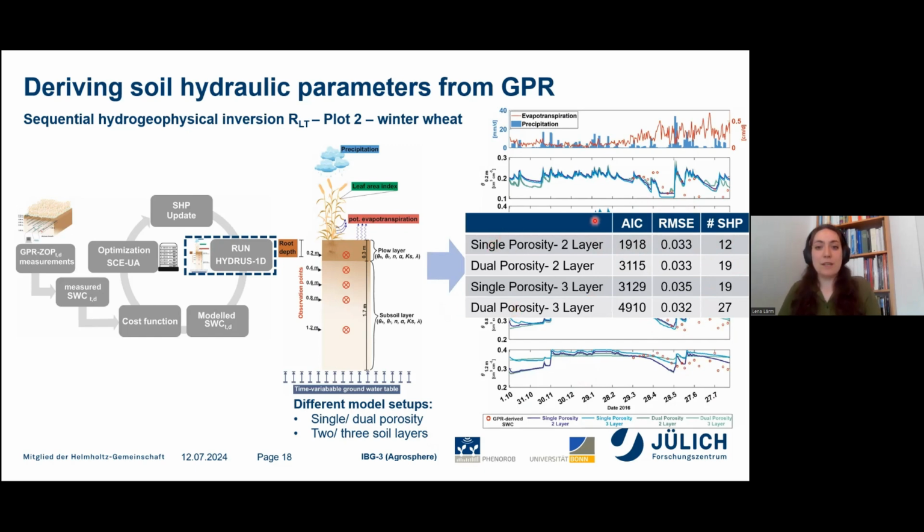In the next step, we needed to choose one best model. And if we only look at the AIC, the best model would be the single porosity 2 layer. But we know there is some dual porosity present in our soil. So we chose the dual porosity model since there's a weighting factor in there. And if that is close to 1, we still have a single porosity. So with that, we can cover single and dual porosity.